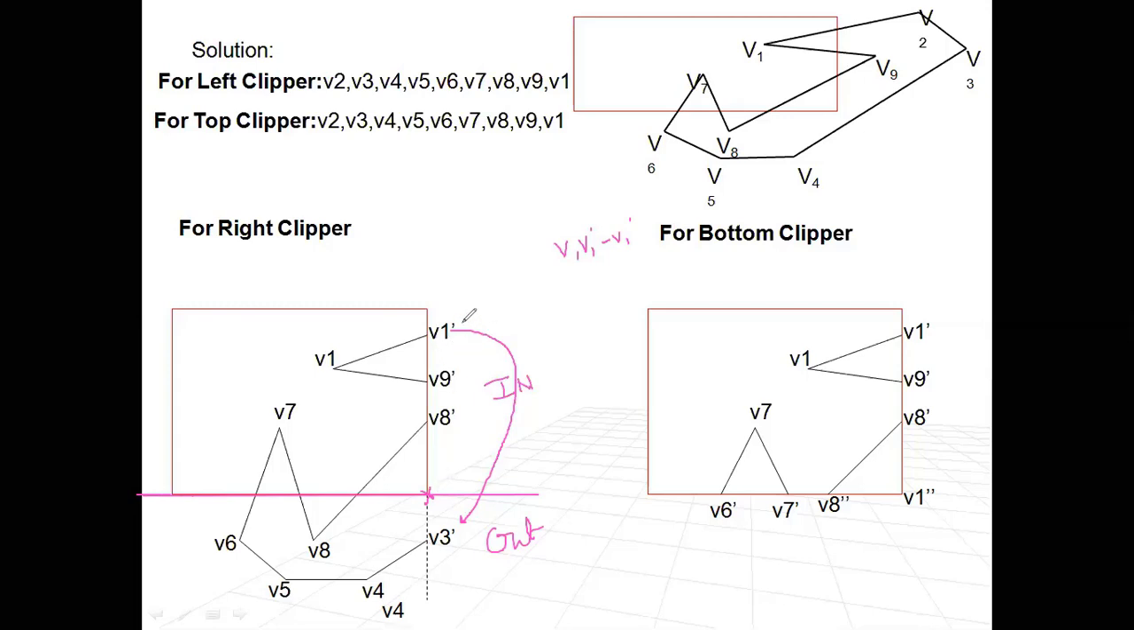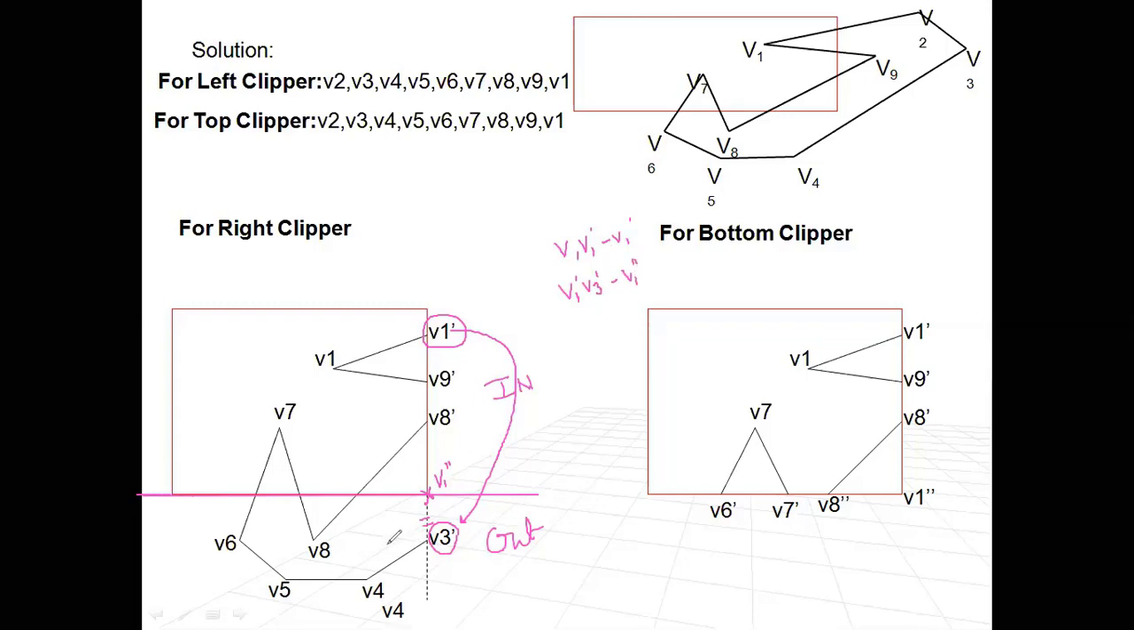So V1 is in, and this is out. So in and out, so this is V1 double dash. So the intersection point is calculated, so this line will be clipped. Okay, so this is done. So V1 dash to V3 dash, resultant is V1 double dash.